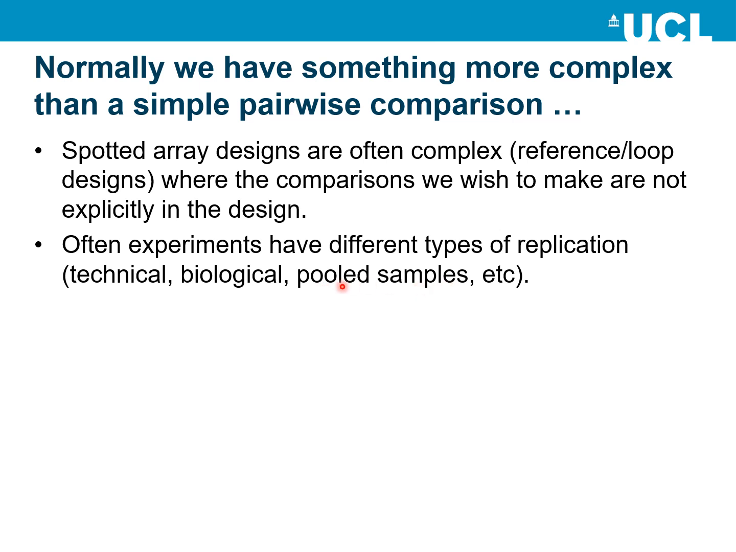You may have pooled samples, as we saw in one of the data representation examples. There were pooled liver, pooled brain, and I think pooled kidney samples. That's where you take multiple samples, and because maybe you don't have enough sample from one person, you pool them together into one sample. So all of these add complexity to the experimental design.